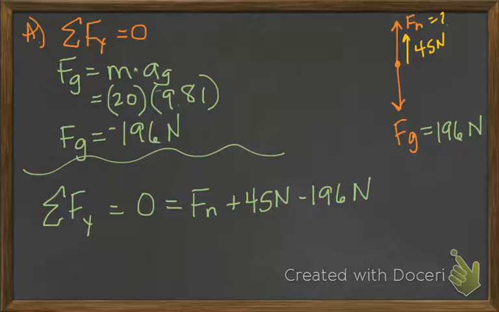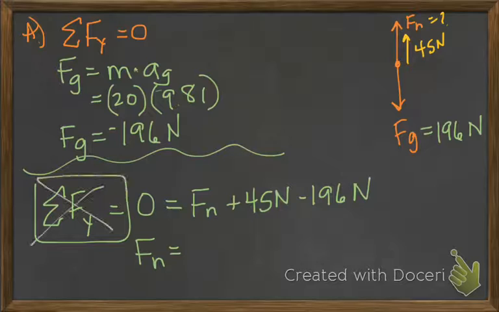From this point, you're going to solve for F of n. Can everybody solve for F of n? You can just take that off, because all of that is going to be equal to 0. Y'all said it was 151 newtons. Your normal force is going to be lower than the force due to gravity whenever you have some type of pulling motion on your object.